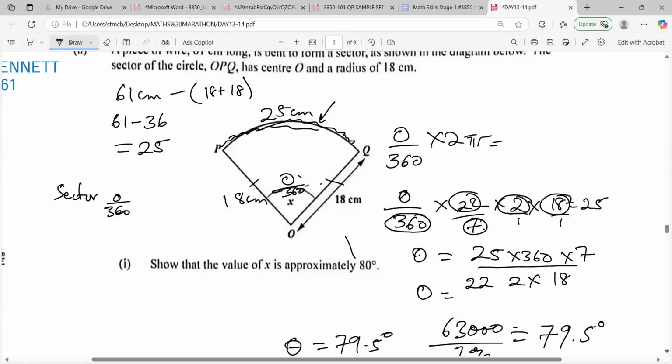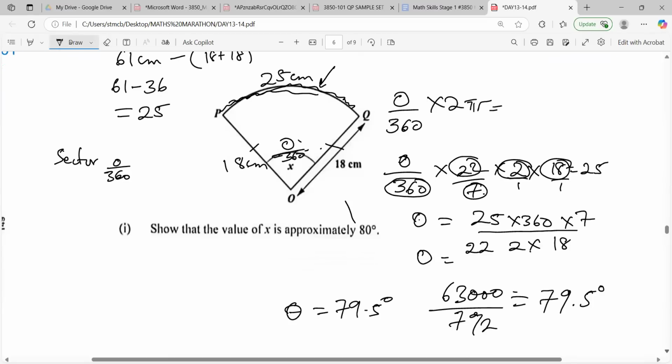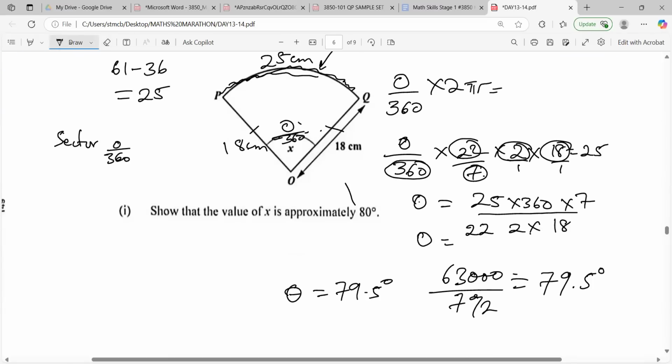So that will give you approximately 80, as they say. Because once I get 79.5, it's over the 4. So once it's a 5 and over, you add 1 to the next digit.